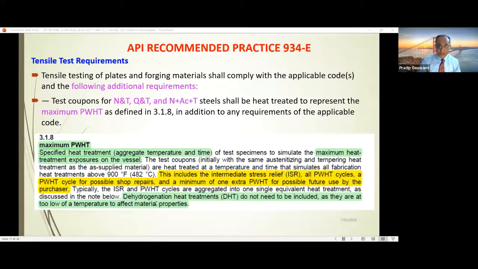And you note here that dehydrogenation, or DHT, is not to be included, as the temperature is too low to affect any material properties. So for these vessels, if there is anything like an ISR, intermediate stress relief, or a post-weld heat treatment, that has to be addressed, probably in one continuous cycle, and that is termed the maximum post-weld heat treatment.